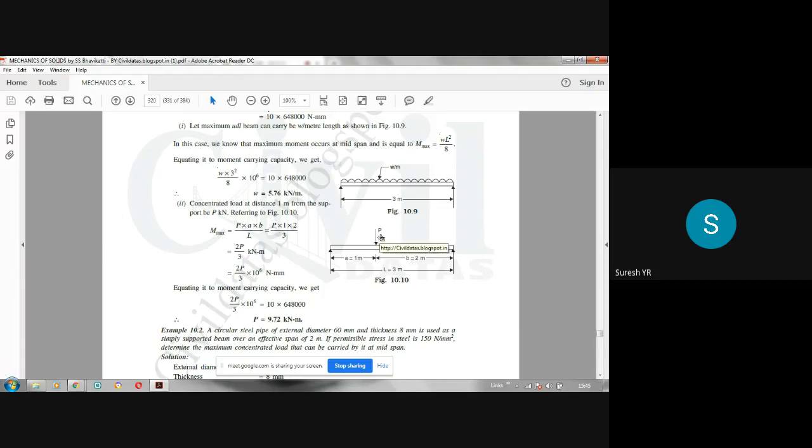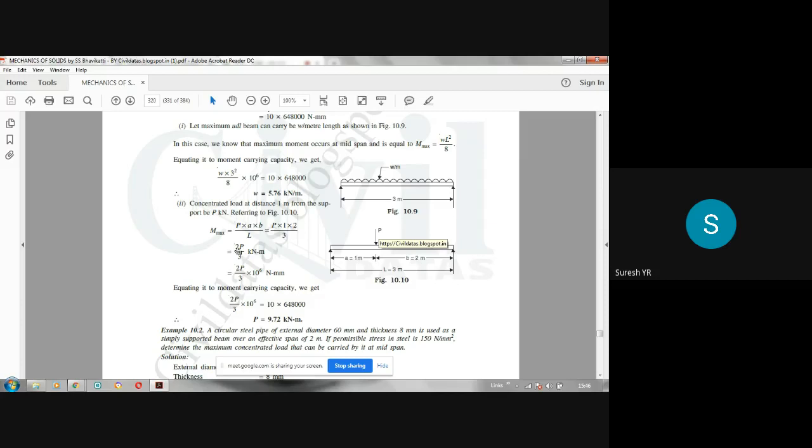So the formula, once again: the maximum bending moment, M max, will occur at the load point and its value is PAB by L. Instead of P, I have taken W when I explained the BMD chapter. So the maximum bending moment in this case will be WAB by L. Here W is taken as P. You can take W also, then it will be WAB by L. So PAB by L is the maximum bending moment.